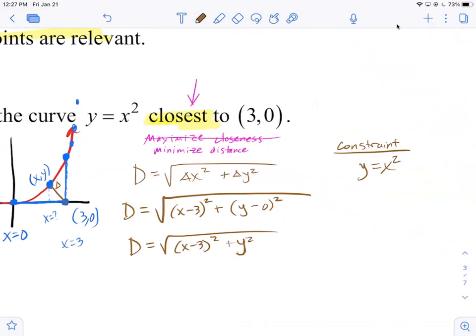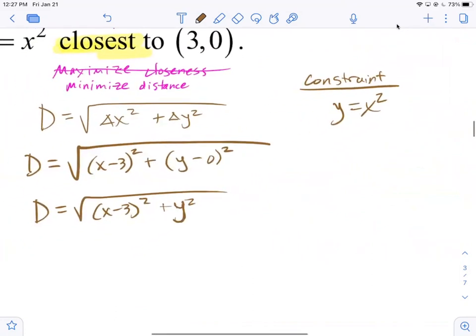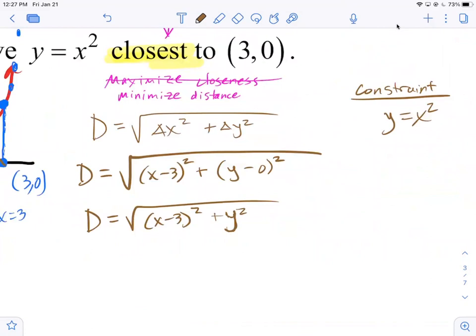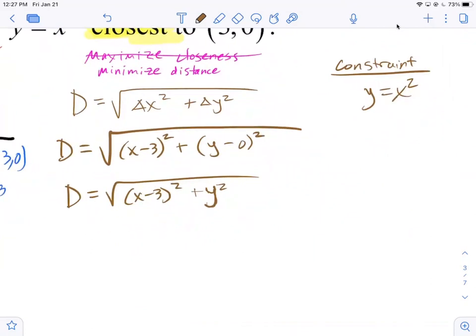Okay. So in this problem, the constraint is handed to you. It's y equals x squared. All right. Now, do you want to solve that constraint for y or for x? Probably for y, right? Because it's already solved for y. So let's plug it in. So we get the distance formula is now the square root of x minus 3 squared plus y squared, which is x squared squared, or x to the 4th. Ay, caramba. Okay. All right.